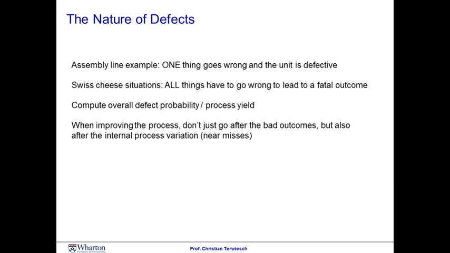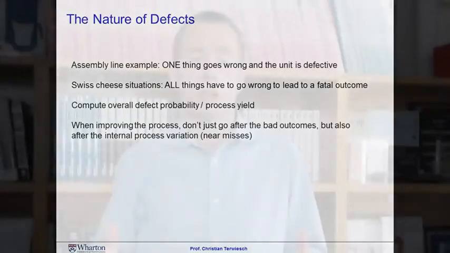When improving processes like the ones we discussed, especially the Swiss cheese situations, it's important to not just go after bad outcomes. Hopefully, these bad outcomes at the end of the process are really rare. Instead, you want to look at internal process variation. This is the idea of near misses. It's also an idea that we will see in more detail in the session on Six Sigma. The worst resources are those that sometimes work and sometimes they don't. If a resource always works and never does any defects, wonderful. If it is always broken and everything the resource touches gets defective, we'll figure that out pretty quickly.